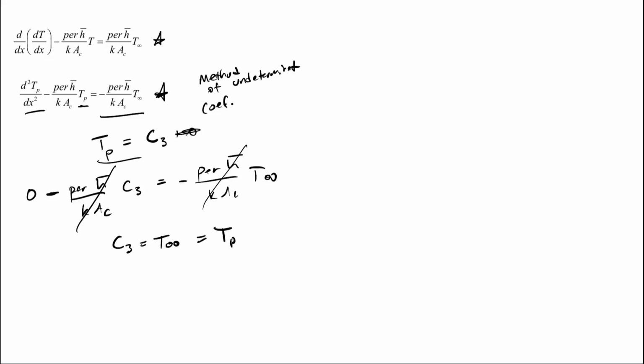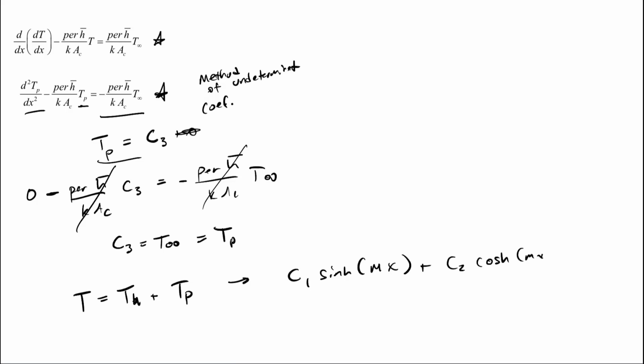So there we are. Now the last step is to put it all back together. T was T homogeneous plus T particular. So my final solution is C1 sinh of M times X plus C2 cosh of M times X plus T infinity. This now becomes my general solution. I have to go through and force boundary conditions, which we'll do next time.